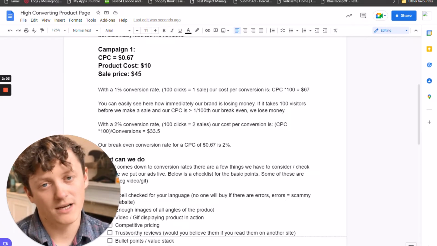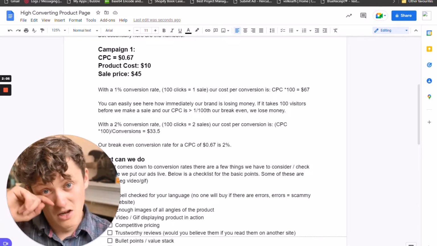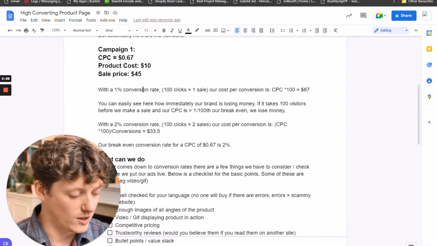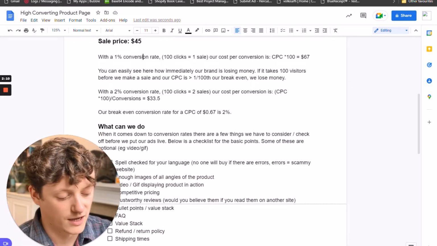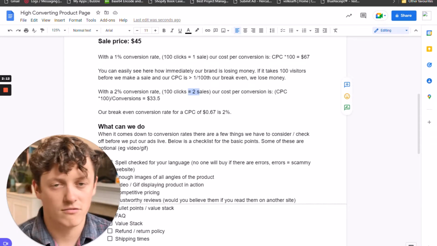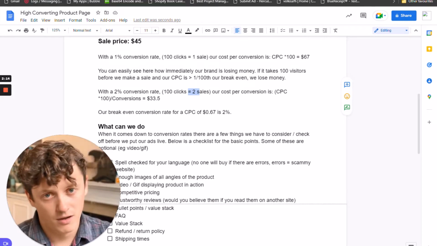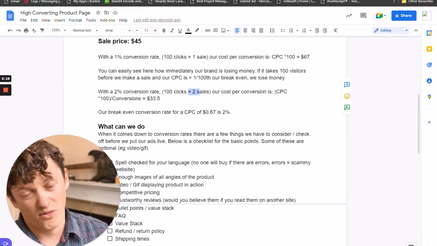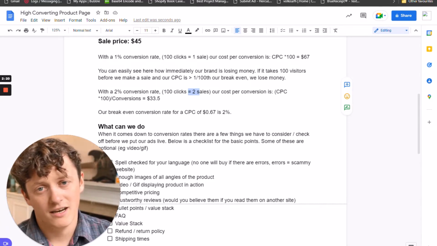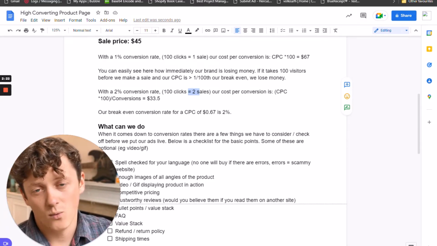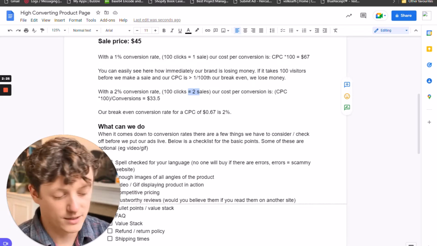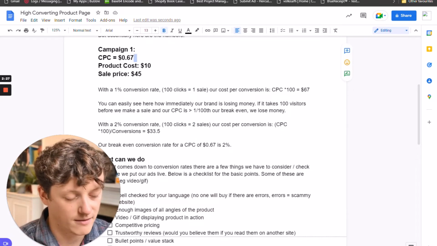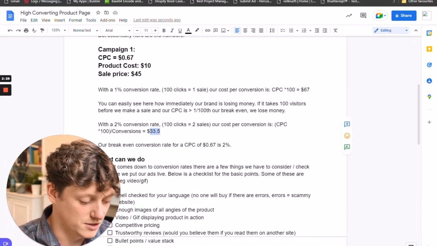So let's say we move to a 2% conversion rate, we get 1% above the industry standard. Well, we make twice the number of sales for 100 clicks because we've doubled the conversion rate, which means our cost per conversion is going to half. So we'll be at a $34 or $35 cost per purchase. Now, if we include in processing fees, we're probably breaking even at this point. Remember, we're selling a product for 45, we're buying it for 10. Break even's 35. Well, you can see here we're breaking even.